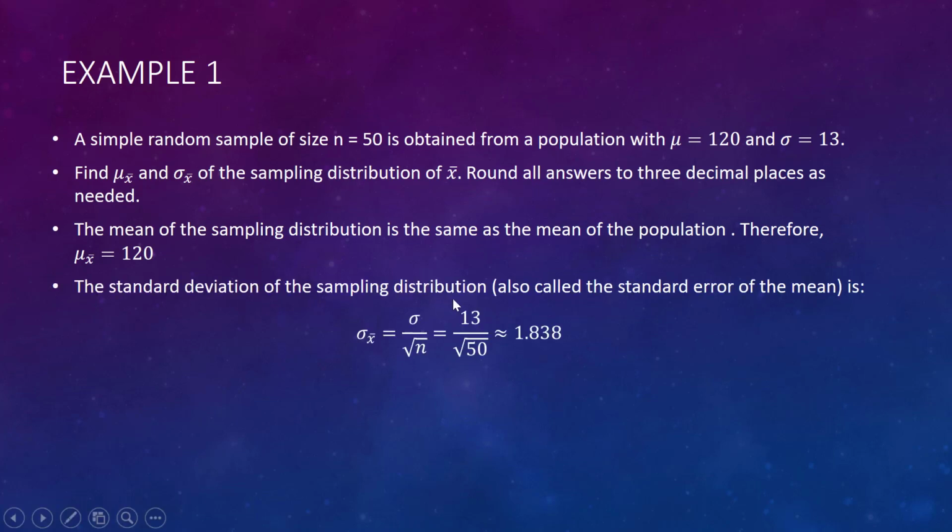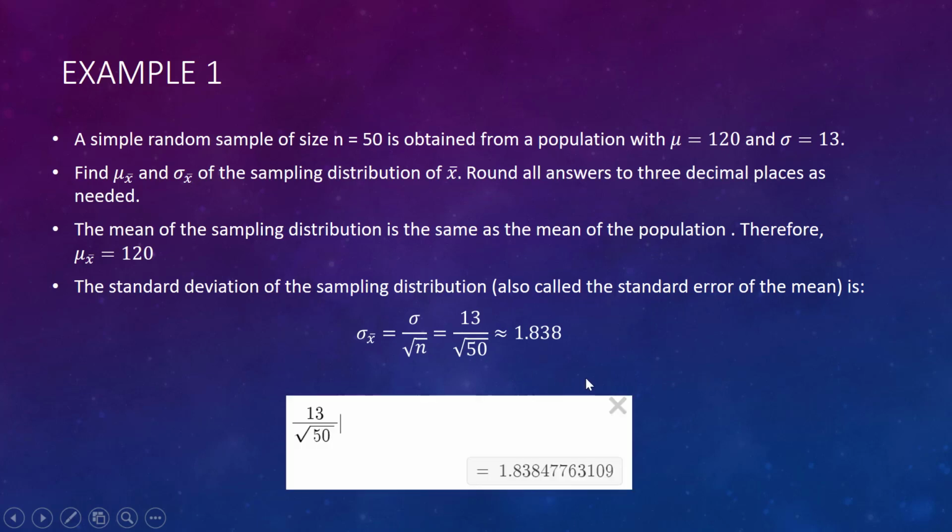The standard deviation of the sampling distribution, also called the standard error of the mean, is the population standard deviation divided by the square root of n, where n is our sample size. Notice that our population standard deviation is 13, our sample size is 50. So 13 divided by the square root of 50, if we put that into a calculator, is this value right here, and rounding it to 3 decimal places, we get about 1.838.